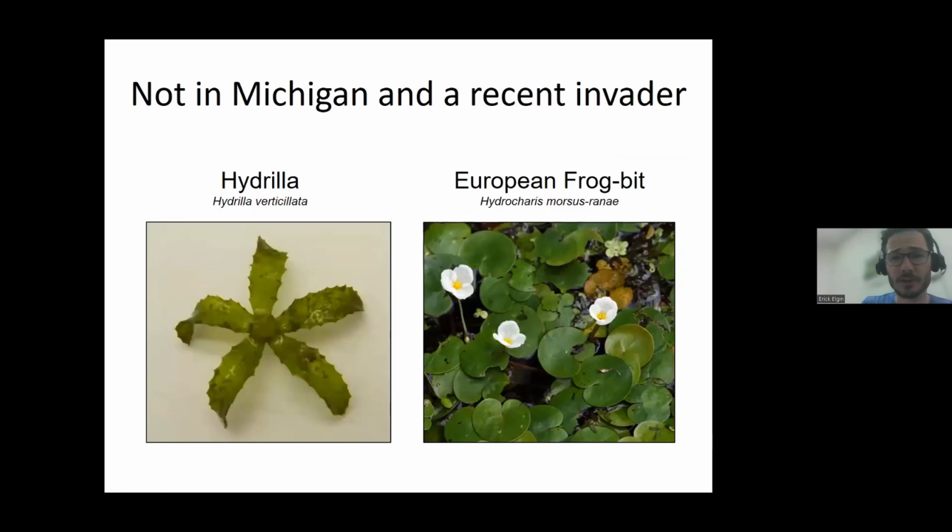Now, we also ask our volunteers to look for Hydrilla. Hydrilla has never been found in Michigan. However, it is knocking on our door. It has been in Ohio for years, and it's been in other states nearby, like I mentioned, Indiana earlier in this presentation. So we've never found it, but we ask our volunteers to look for it because this is seen as maybe one of the worst invasive aquatic plants in the world.